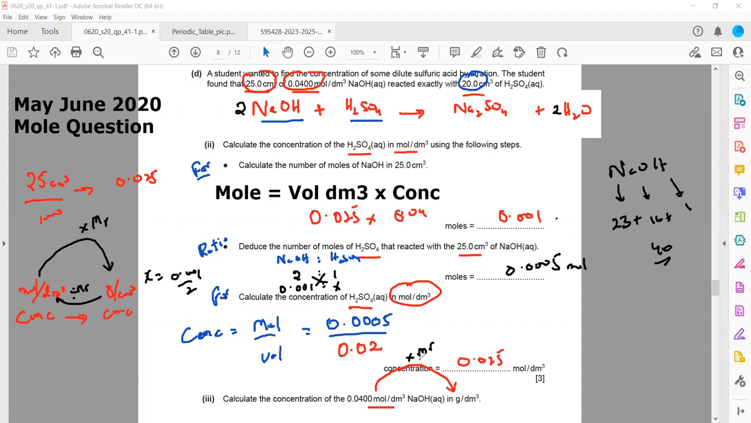So in this example, the molar mass is 40. That's why we multiply by 40. So concentration was 0.04 multiplied by 40, we get 1.6 grams per decimeter cube. So always remember, if you want to convert moles per decimeter cube into grams per decimeter cube, you have to multiply by molar mass. And the opposite, if you want to convert gram per decimeter cube into moles per decimeter cube, you divide by the molar mass. Is it clear? This question is related to the moles topic.